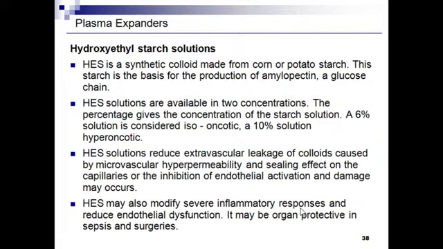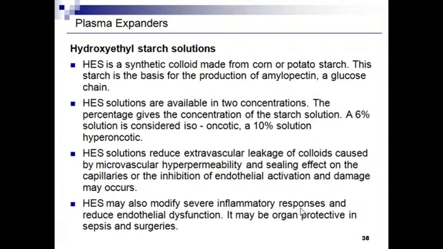Hydroxyethyl starch solutions are available in two concentrations. The percentage gives the concentration of the starch solution. A 6% solution is considered isotonic, and a 10% solution is a hypertonic solution.